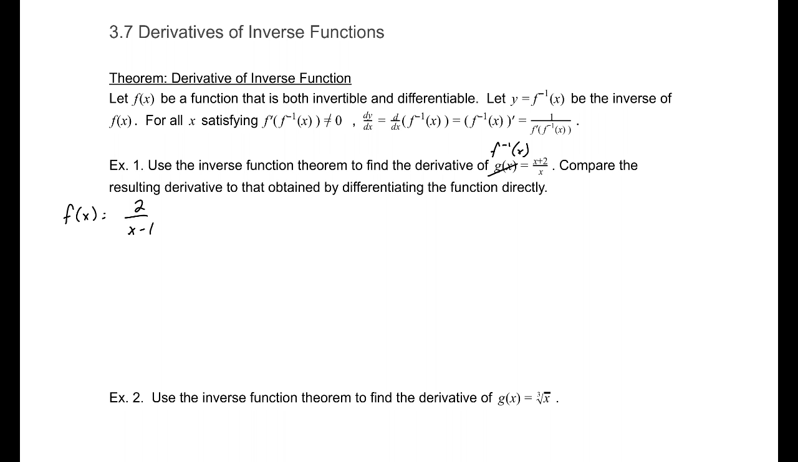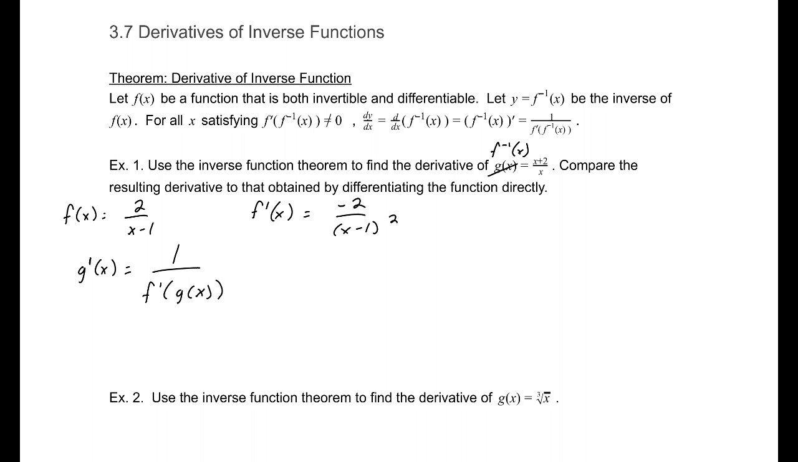All right. Now, according to this theorem, what we need to do is find f prime and f inverse. Well, we already know f inverse. It's x plus 2 over x. So let's first, based on that theorem, g prime of x equals 1 over f prime of g of x. All right, so f prime, if we use the quotient rule, actually the power rule would work here along with the chain rule, so negative 2 over x minus 1 squared. All right, so that's f prime of x.